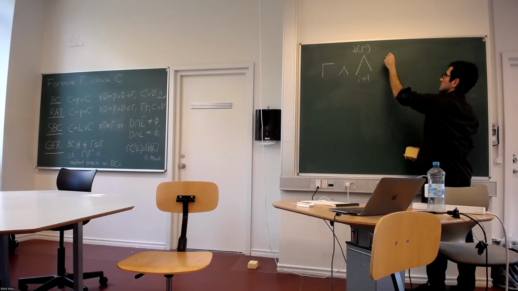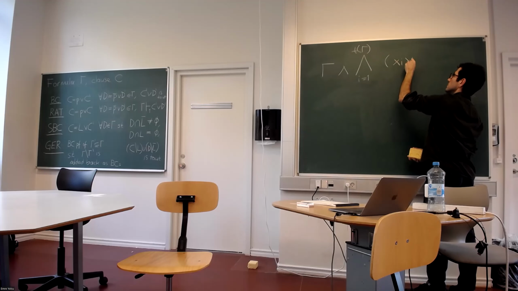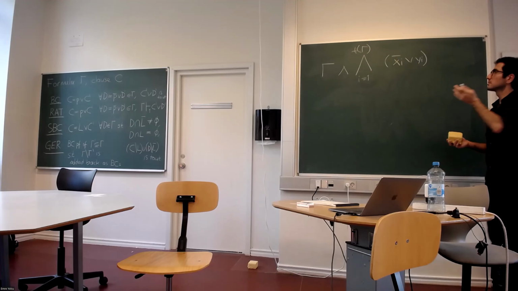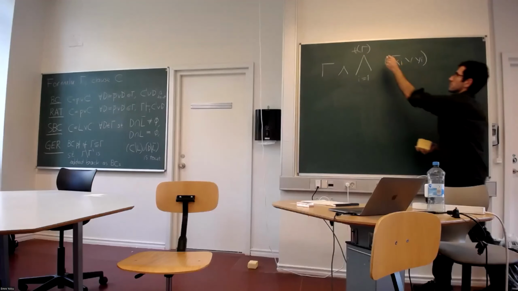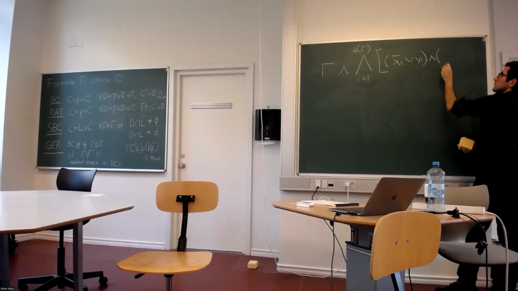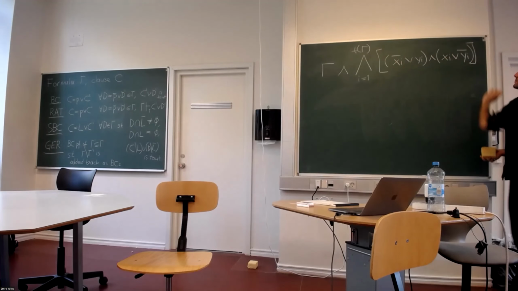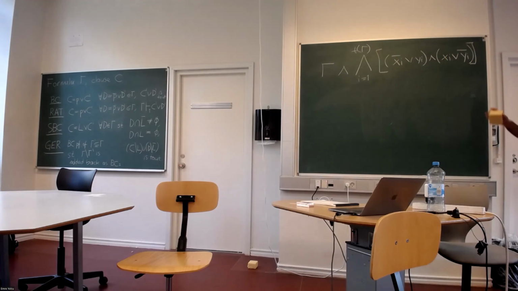Then what I add is these yi's, which are also fresh. And for each xi, I have some yi. I basically say xi if and only if yi. Just this. So this allows, again, SBC and GER to simulate the extended resolution proof, although it's no longer exact. But RAT cannot do much with those.